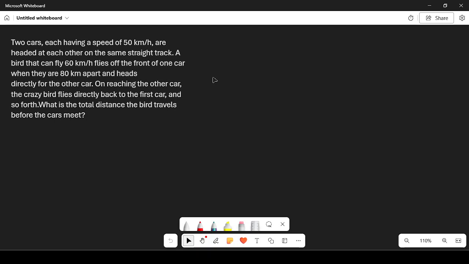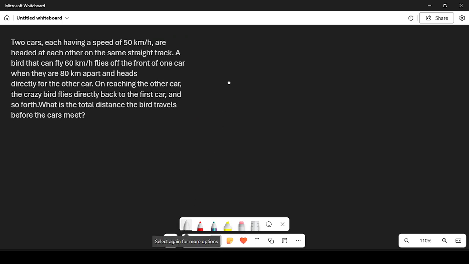So we have a problem. Let's solve this problem. Two cars, each having a speed of 50 km per hour, are headed to each other on the same straight track.